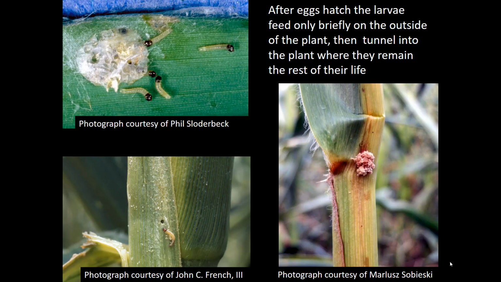The eggs will hatch after a week or so, and this insect almost immediately will move inside the plant. It feeds only very briefly on the outside of the plant. So we have a very brief window when we can control it with any kinds of sprays. As a result, it goes into the plant and then spends the rest of its development on the inside of the plant, in the stalk, in the corn ear, in the pepper fruit, and pupates within the plant.